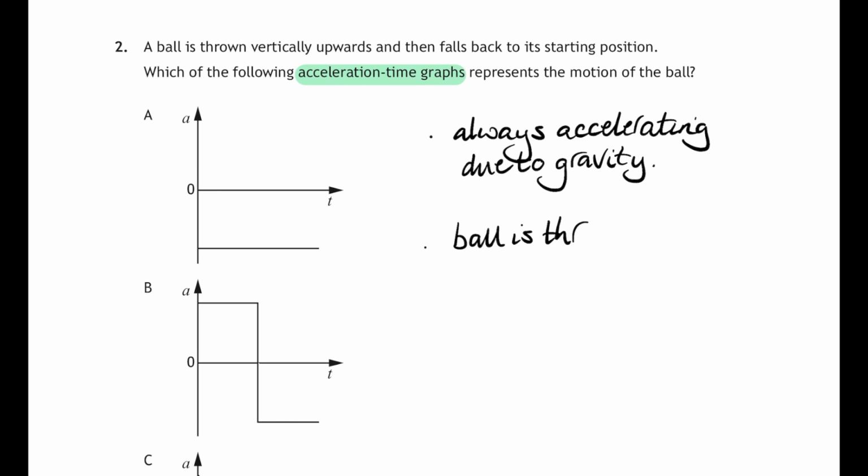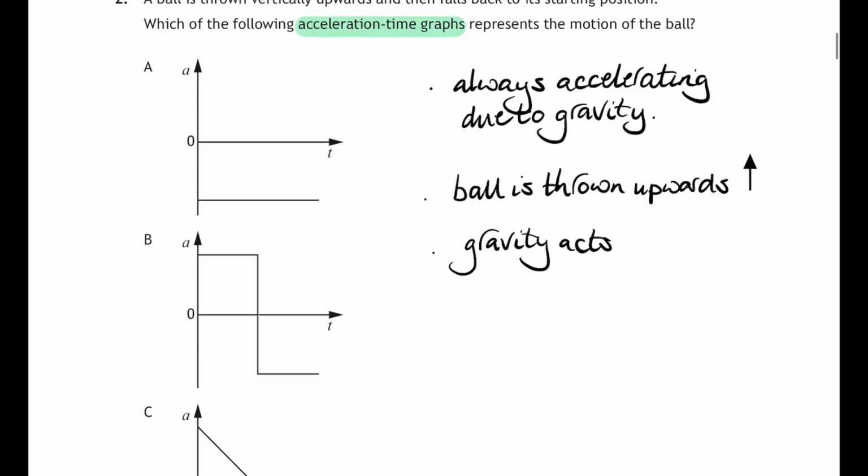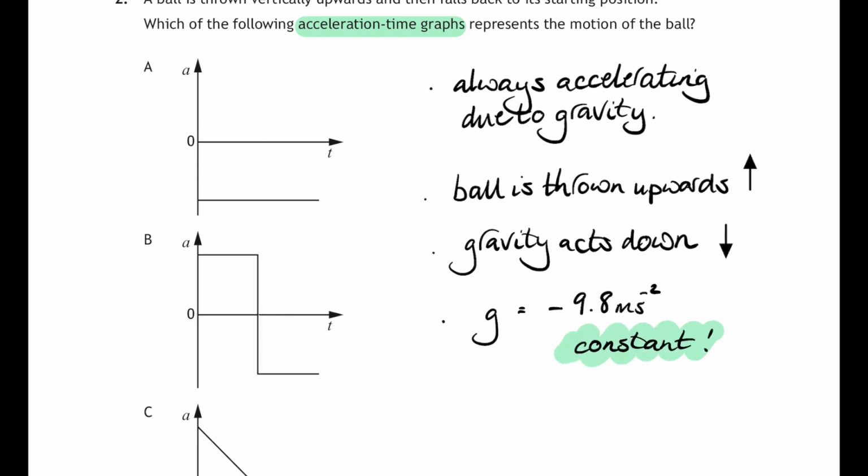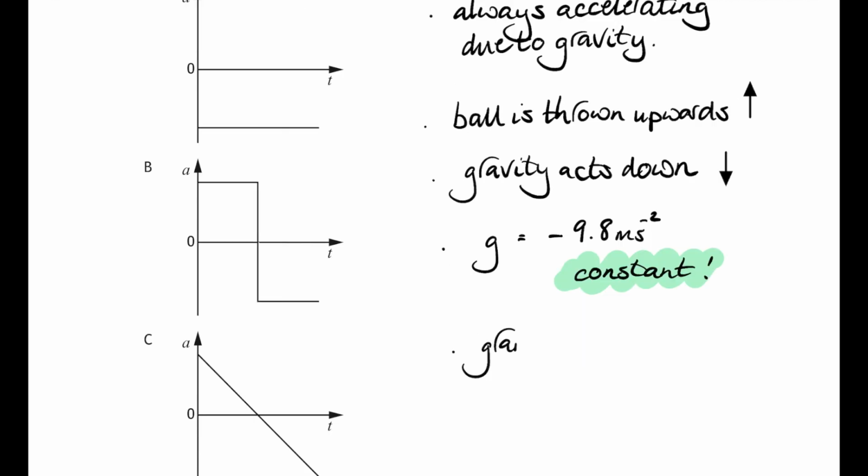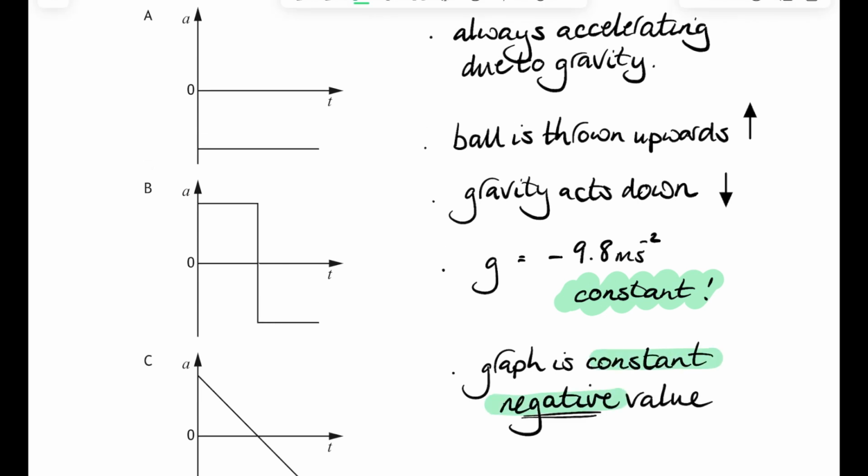So if the ball is thrown upwards, then gravity is acting in the opposite direction to that. Gravity is acting downwards, and so the value of the acceleration of the object will be a constant value of minus 9.8 metres per second squared. And we're using the convention here that upwards is the positive direction. So we're looking for an answer that is a graph with a constant negative value. And if we look at the answers, then answer A looks correct because constant negative value. Now let's have a look at all the other ones as well.